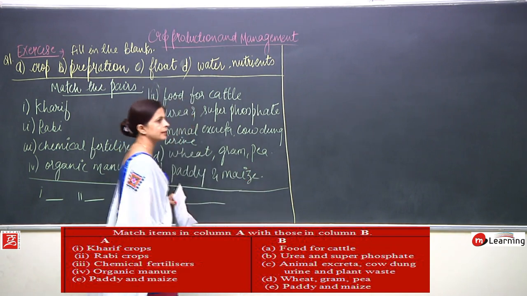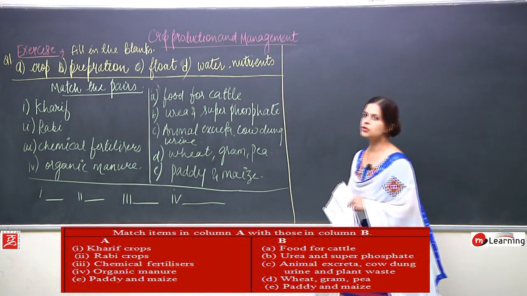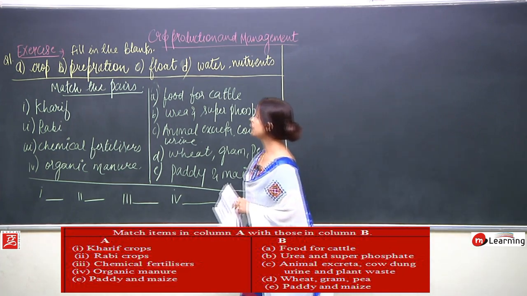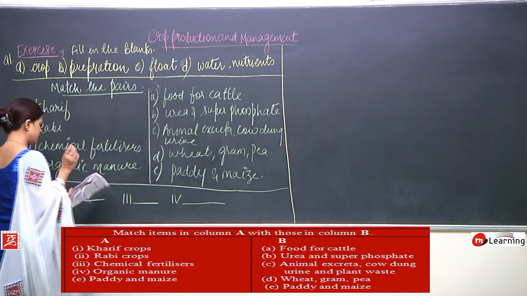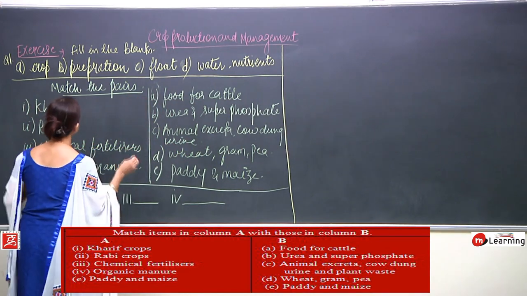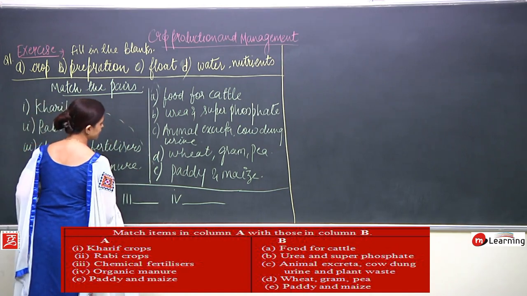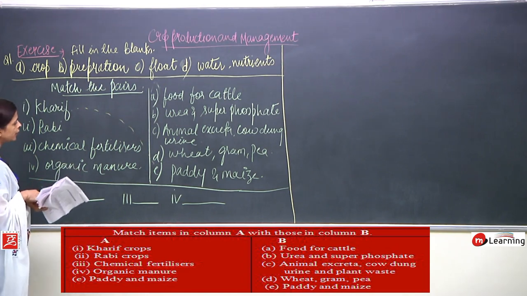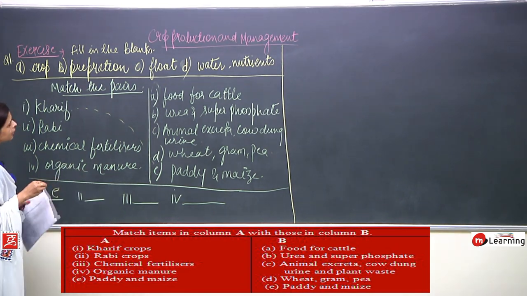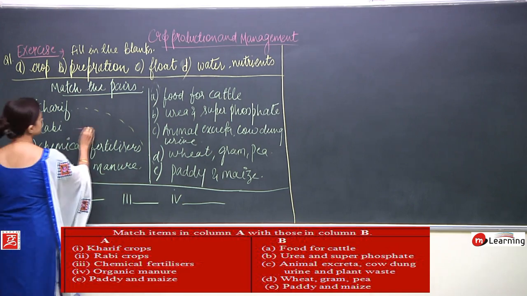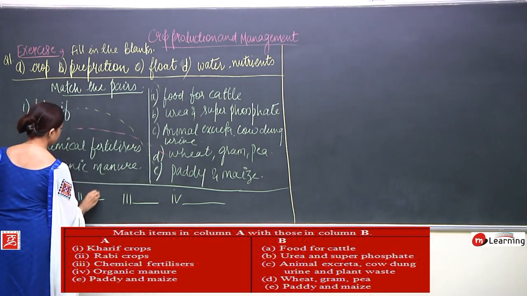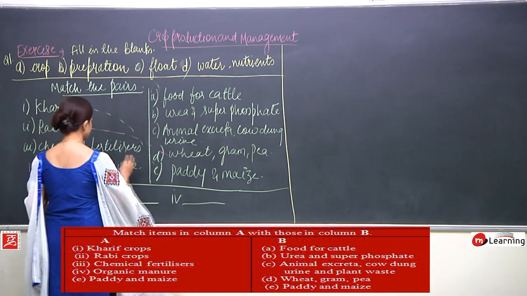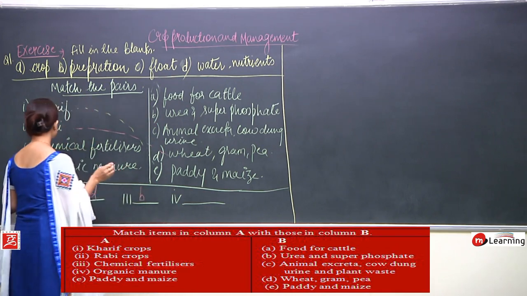Okay, now just see. We have to match the pairs. One side I have written Kharif. Now just find out where the Kharif is. Paddy, I can see from there to here. So E is the Kharif. Now Rabi, just have a look. Oh, it is here. Wheat means D. Chemical fertilizers, obviously these chemicals I can see. So it is B. It's very easy.